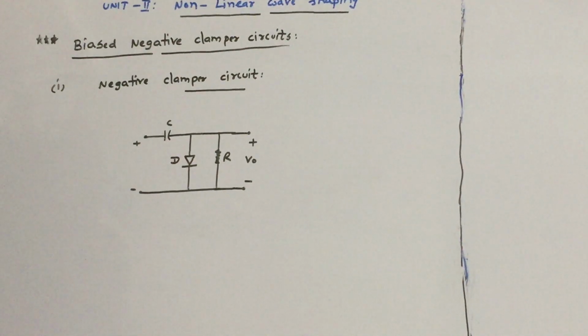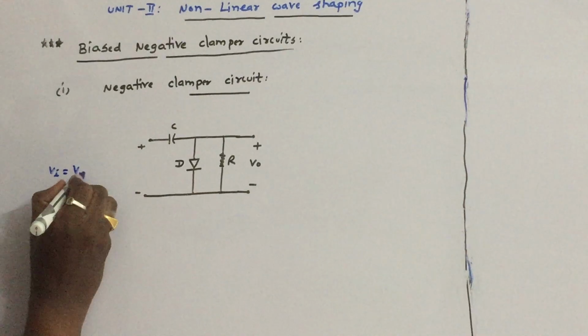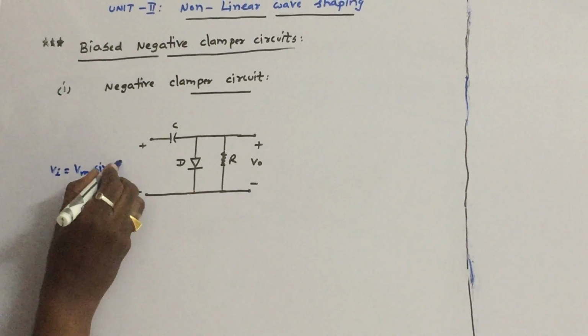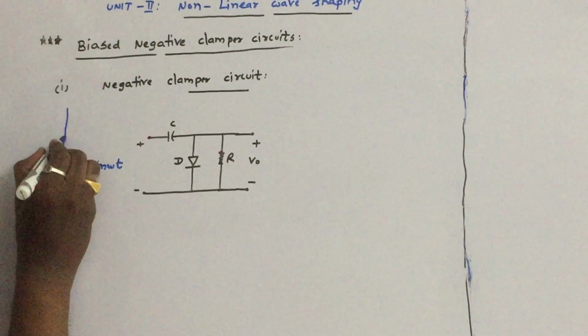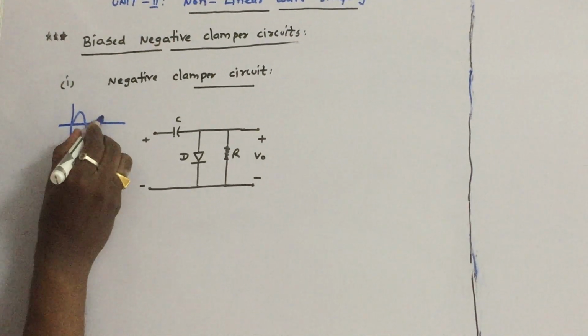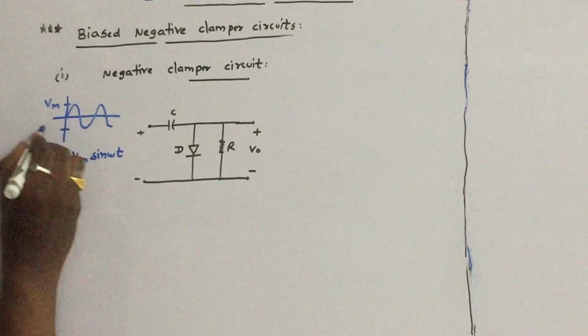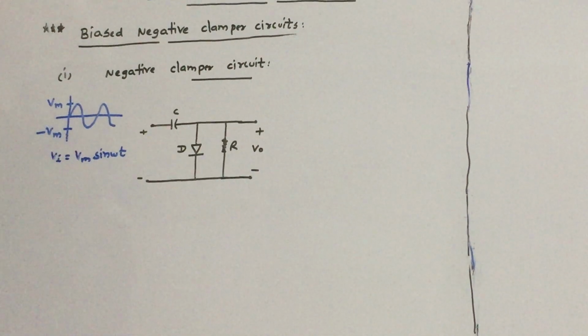For this circuit, we have given the sinusoidal input. What is the sinusoidal input we have given? Vm sine omega t is the sinusoidal input. So this kind of sinusoidal input we have given. The positive peak is Vm and the negative peak is minus Vm.